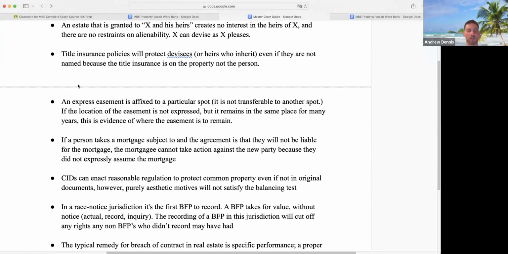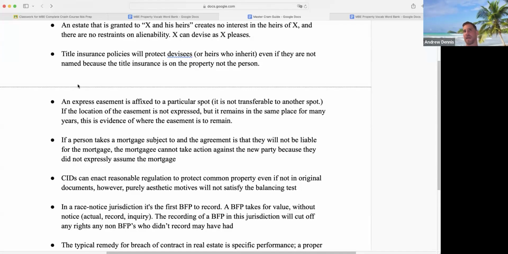If a person takes a mortgage subject to, and the agreement is they will not be liable for the mortgage, the mortgagee cannot take action against a new party because they did not expressly assume the mortgage. So let's talk about expressly assumed versus subject to. Expressly assumed means the new party is going to be personally liable, and the original party will be secondarily liable as a surety. And subject to means the new party will be secondarily liable, and the original party will be liable as a surety. There needs to be a novation for the original party to be off the hook.